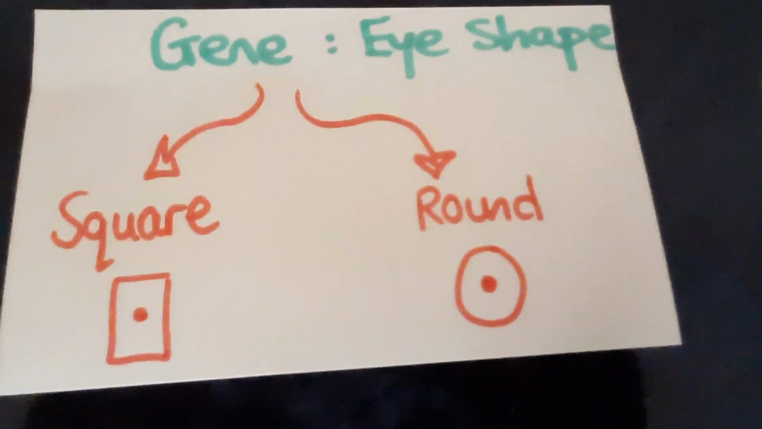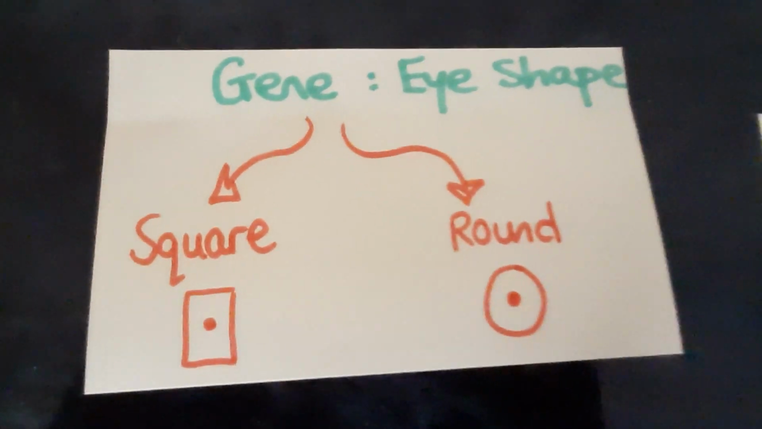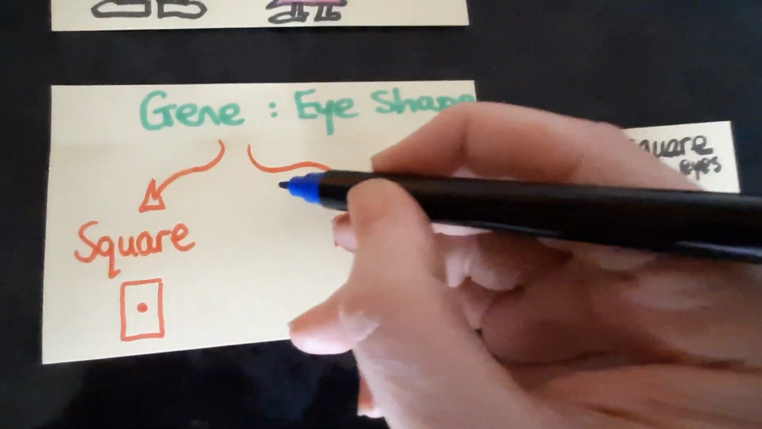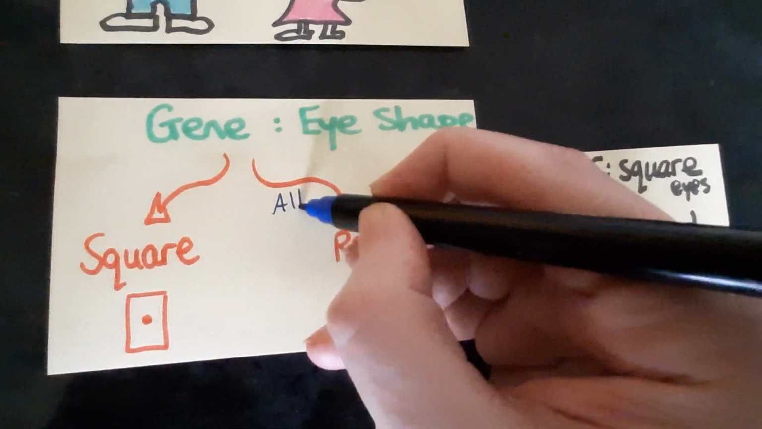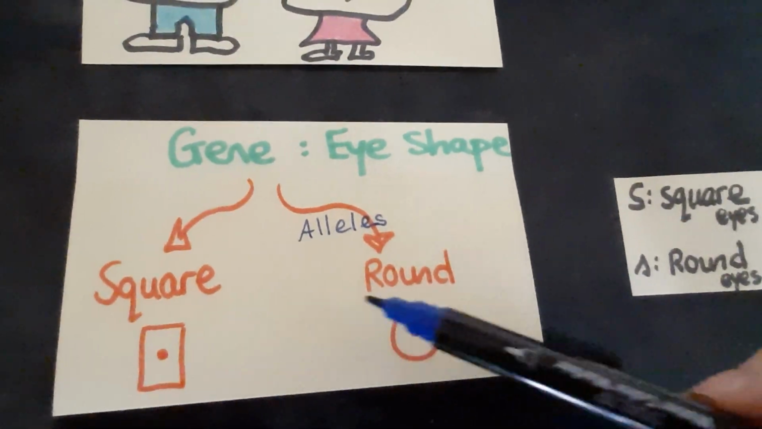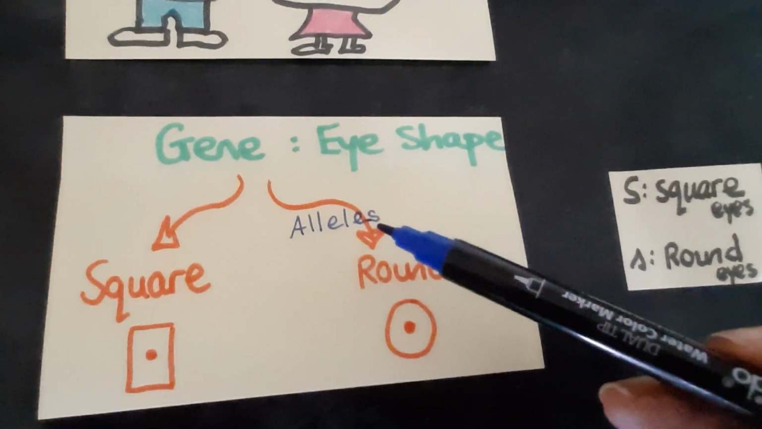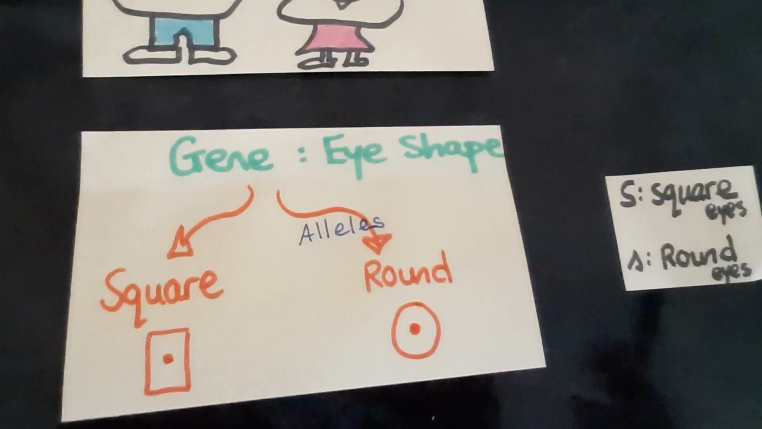So I'm going back again to, I would call their gene eye shape, but then I have their two alleles. So their alleles are square eyes and round eyes. And we mentioned that an allele is an alternate form of the same gene.